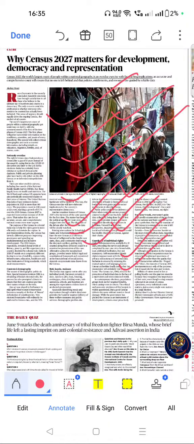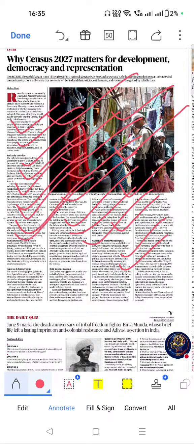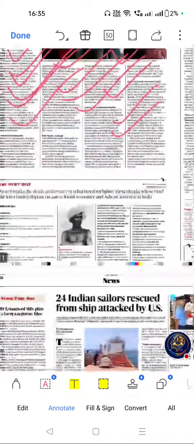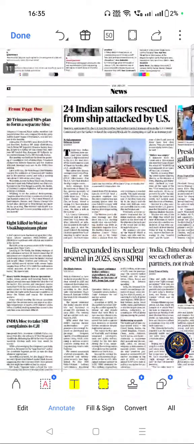Next, key themes related to this topic are Census 2027, delimitation, women's reservation, caste census, demographic dividend, migration, welfare targeting, inclusive development, Finance Commission, and digital governance. Move on to the next important article from this page. This was the only important article from this page. Move on to the next page, page number 12.